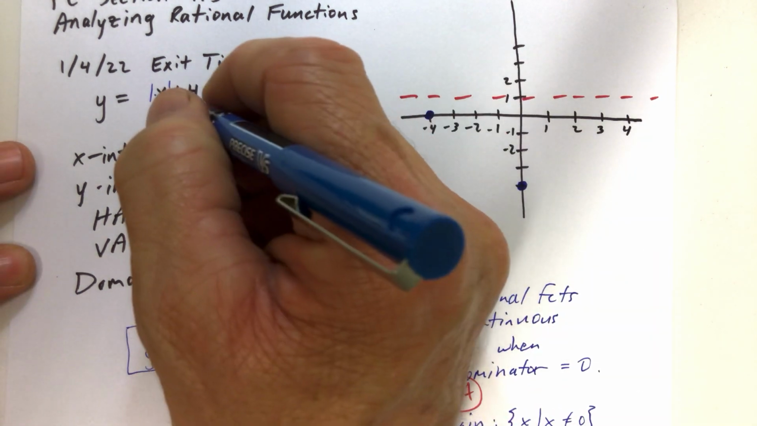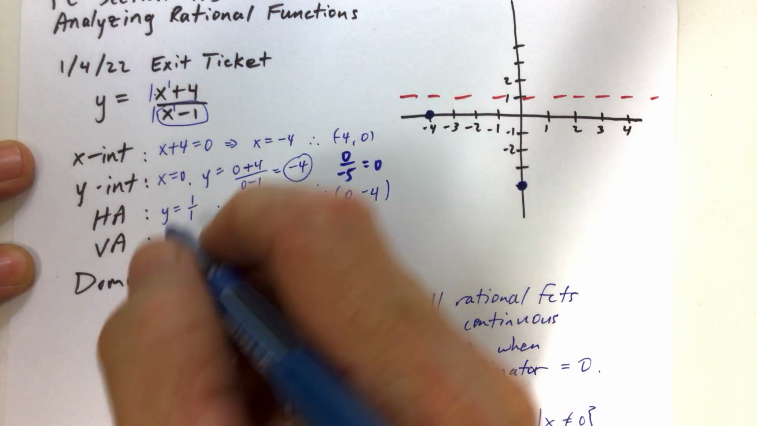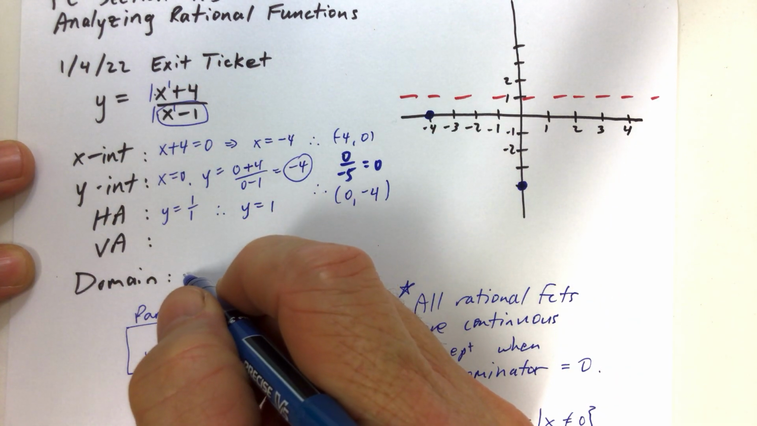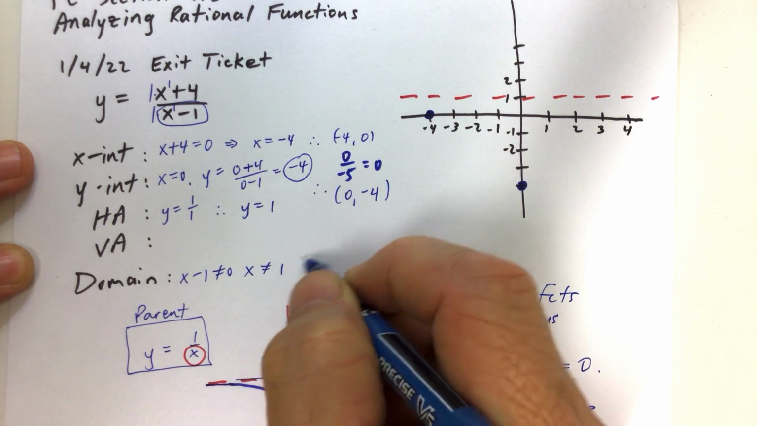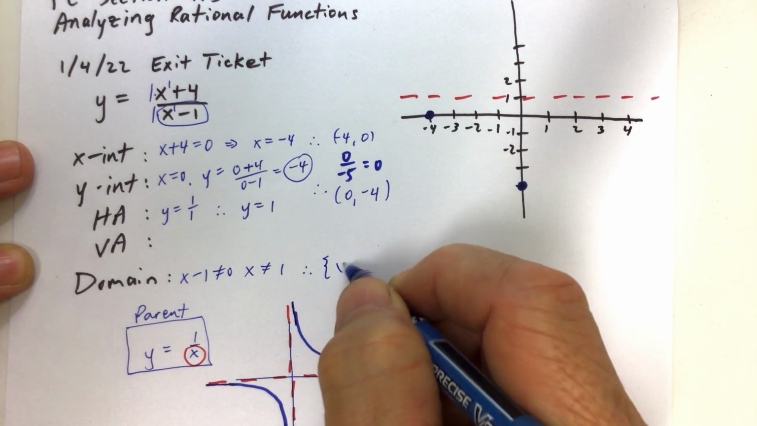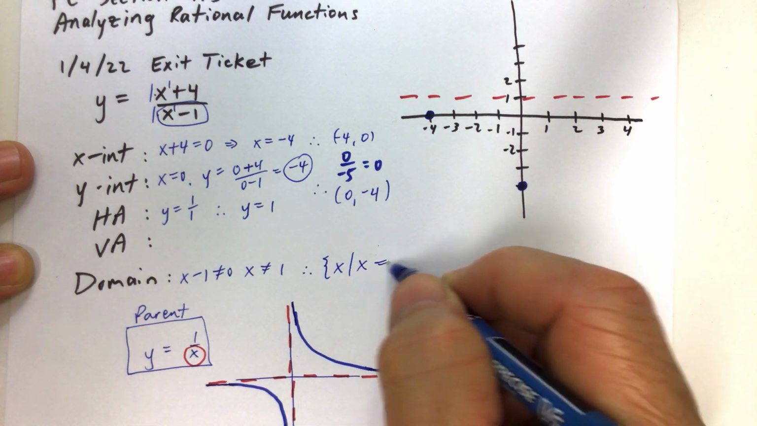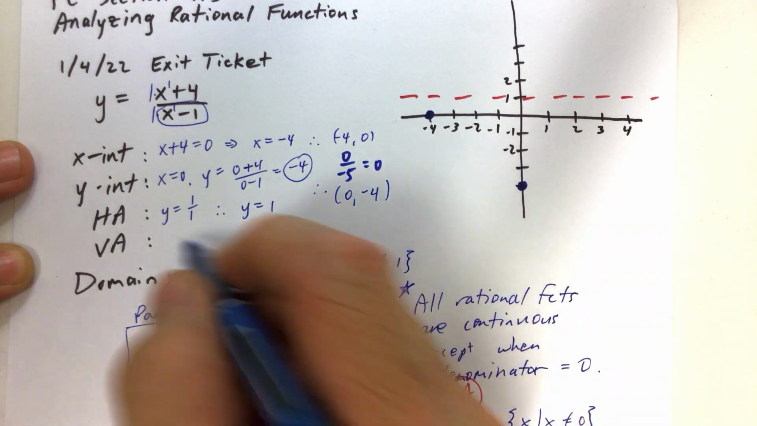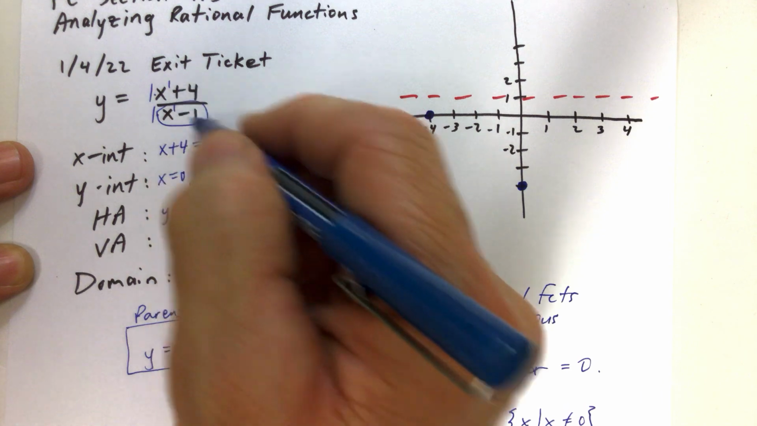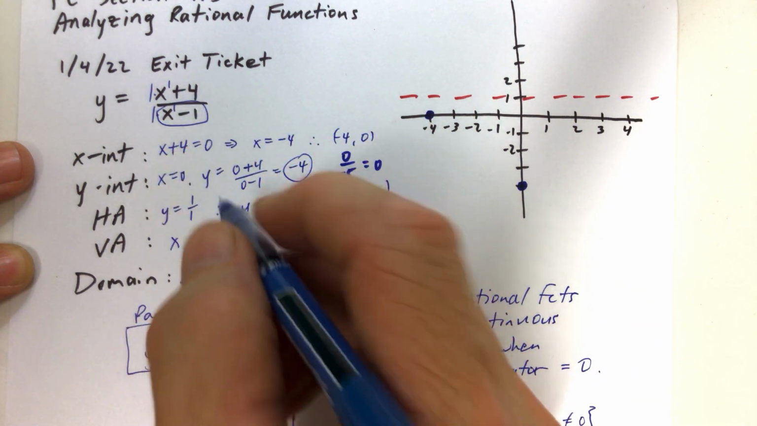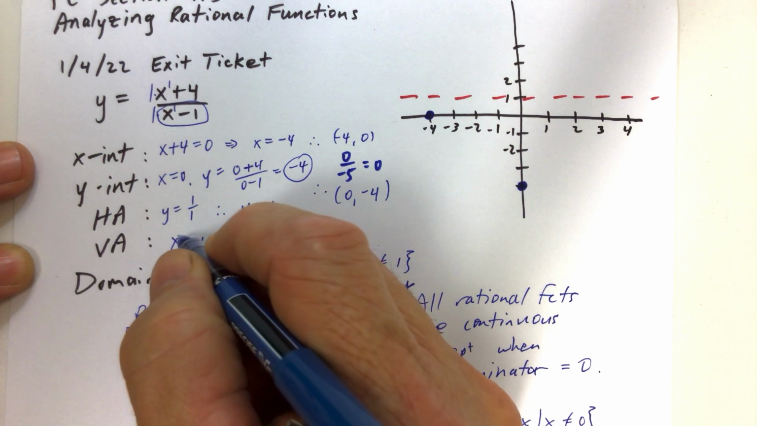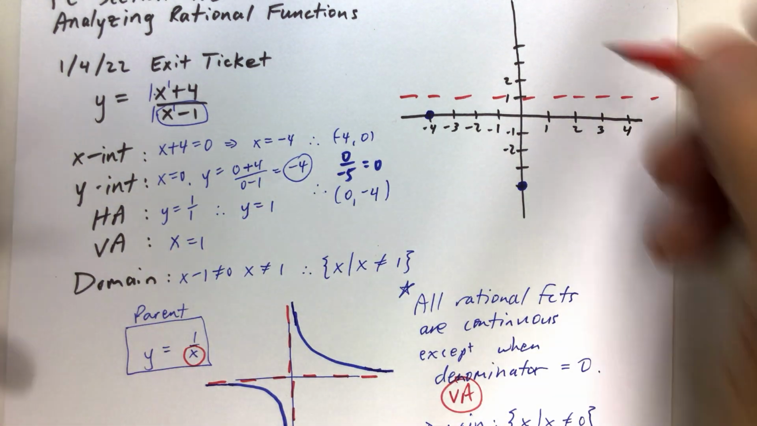Well, we find that from finding the domain. Well, the domain is x minus 1 is not allowed to be 0. So x is not allowed to be equal to 1. So therefore the domain is all real numbers x, such that x does not equal positive 1. And since we are in reduced form, you can't cancel the factor x minus 1. So therefore x equals 1 is a vertical asymptote.